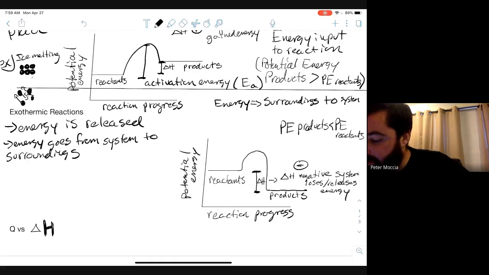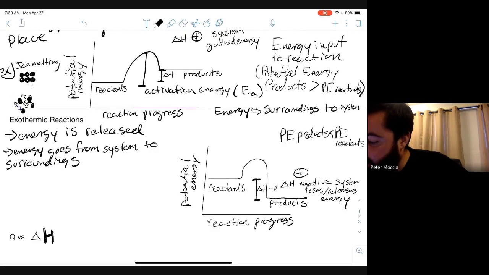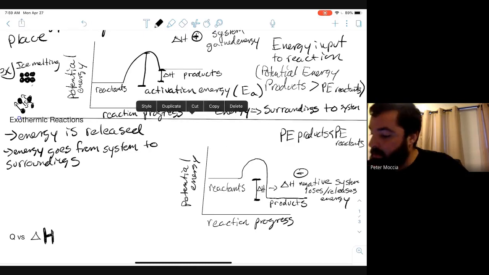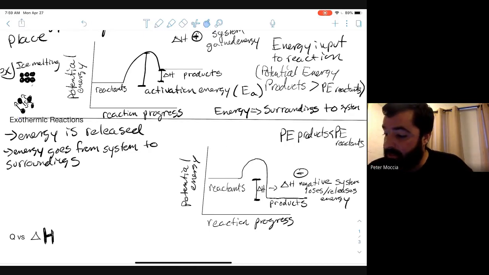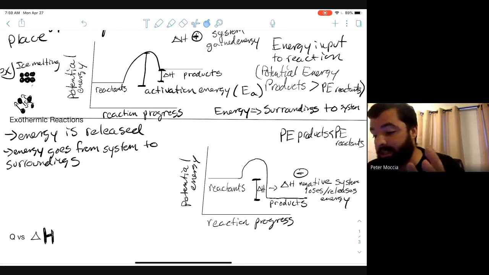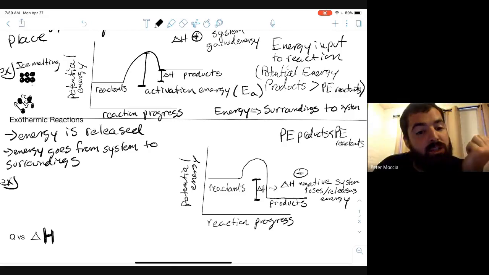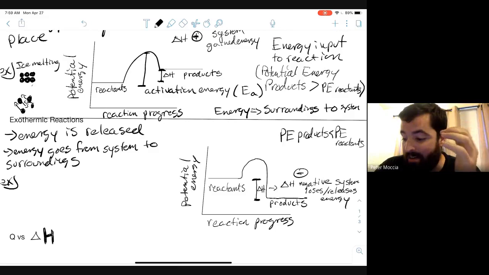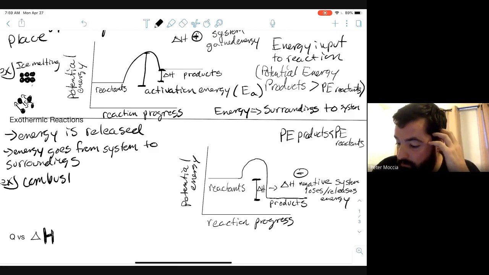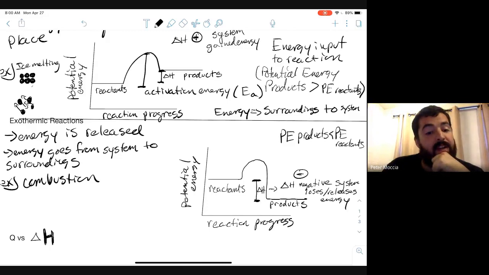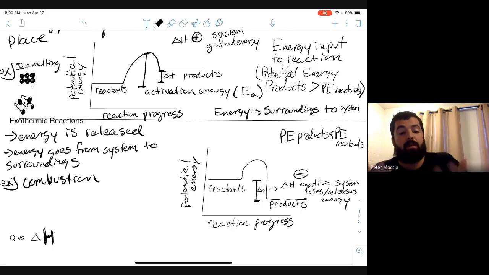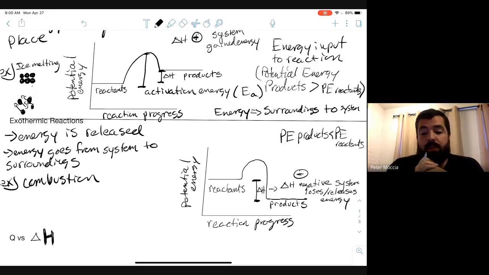So in this case, like we said, the potential energy of the products is less than the potential energy of the reactants. So energy gets released. An example of this would be combustion, right? When you sit next to a fire, you can feel the energy going from the bonds that are contained in the wood to you. You can feel that heat energy.